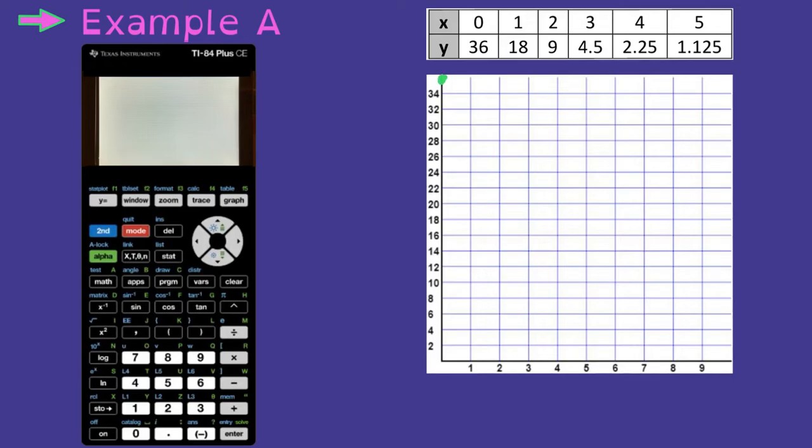So here's our point. Then we have 1, 1/8, so 1/8. Then 2, 9, 3 and 4.5, 5 and 1.125, which is pretty close to around in here. Now you can start seeing a trend. The data is going down and to the right. So this is mimicking an exponential decay, and that's the regression that we're going to find in our calculator.